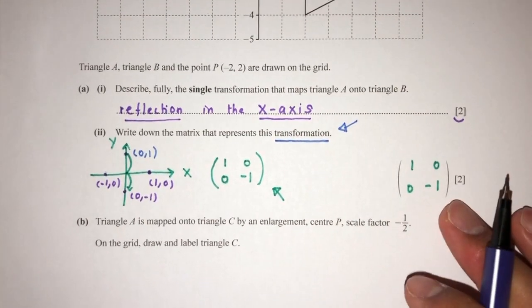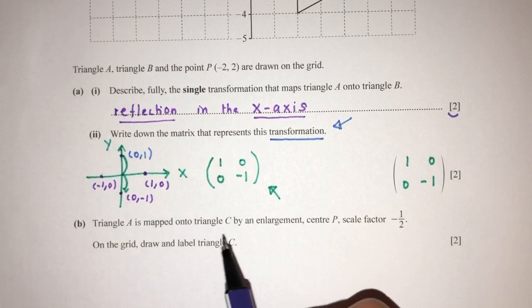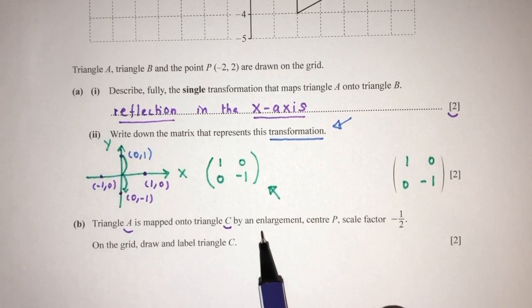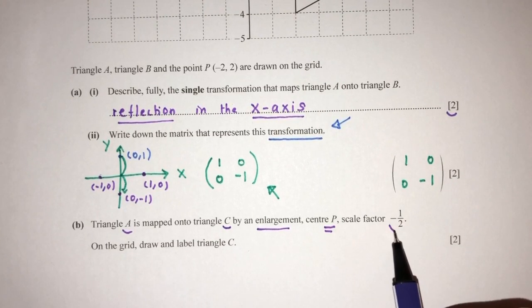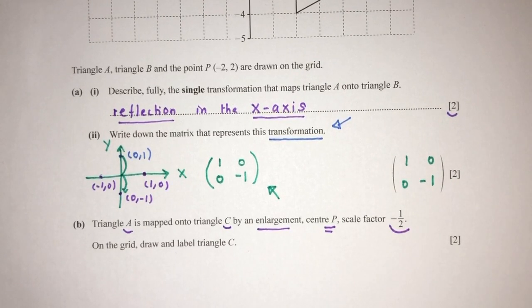Now for part B, triangle A is mapped onto triangle C. So right now we have an enlargement. The center is P and the scale factor is -1/2. Okay, now we have to draw and label triangle C. So again, here we have two methods of solving this question. But let's see if you want to proceed first by the graph.